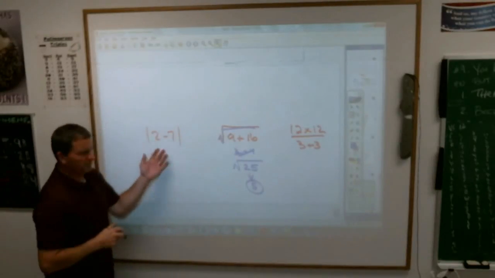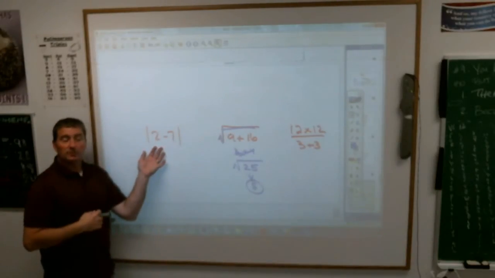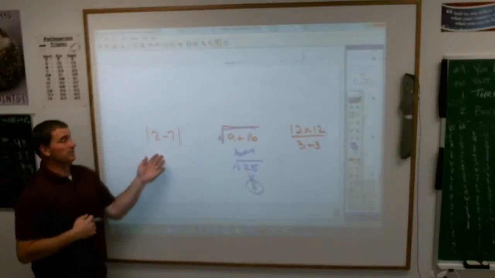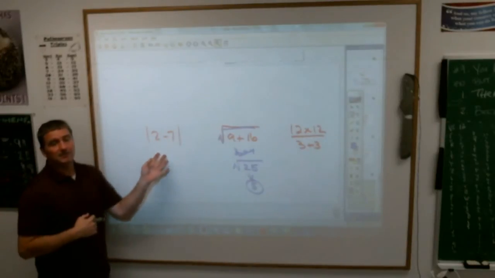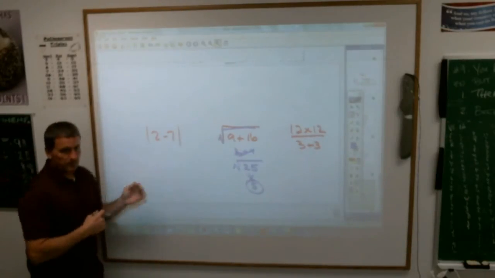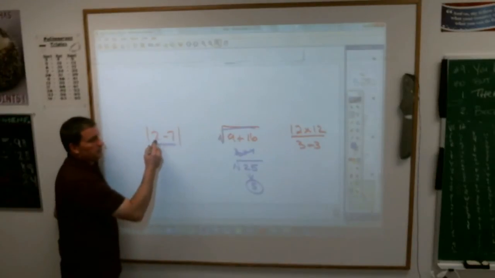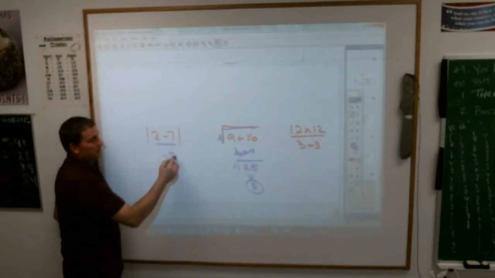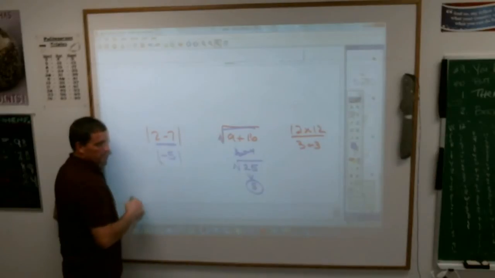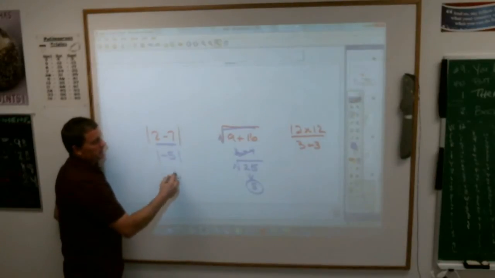Same thing with this. Have we done absolute value yet? Yeah. Absolute value makes everything positive. So a lot of people think, well, this is 2 plus 7 and it's 9. No, you have to do this first. What is 2 minus 7, which is a negative 5? Then you take its absolute value, which is a positive 5.